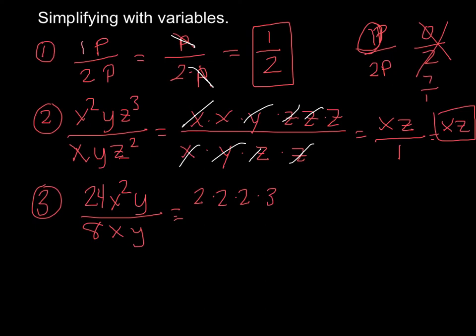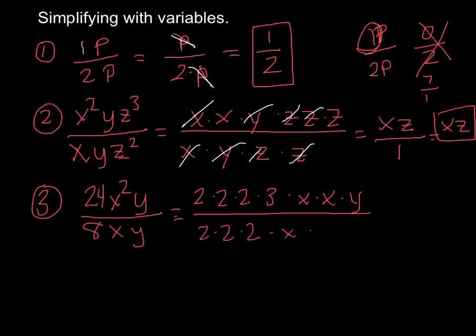So let's double check. Always double check this to make sure you got it right. 2 times 2 is 4. 4 times 2 is 8. And 8 times 3 is 24. So we got our 24 down. Then I need to multiply times x times y, all over 8. We know 8 is just 3 2's.